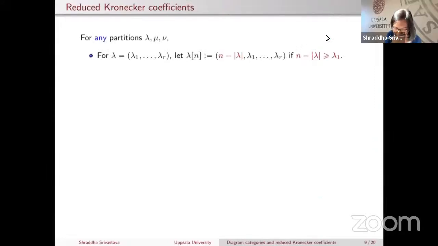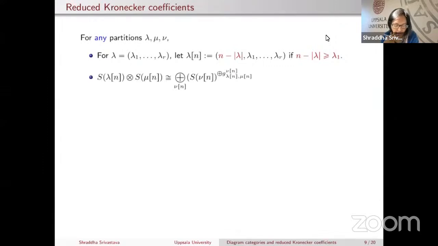So first, we need to recall what this is. We start with any partition lambda, say it has r parts, and we take some positive integer n and pad lambda with n to get a partition of n. Lambda padded with n has r plus 1 parts, where the first part is given by n minus |lambda|, and the remaining parts are the parts of lambda. This is a valid partition as long as n minus |lambda| is at least lambda 1.